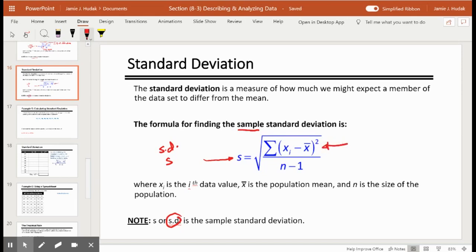We're taking the sum of each data point minus the mean, but again, notice that this is the mean of the sample, not the population mean. And then the final difference is we're going to divide it by one less than the population size, or I should say the sample size.